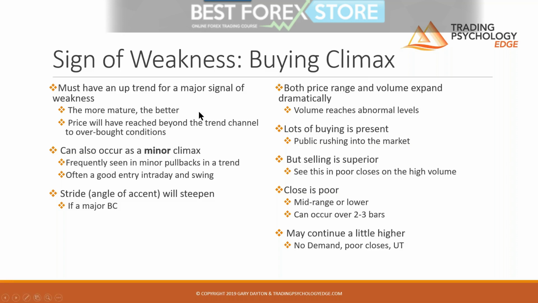Okay, so for a buying climax, we want to have an uptrend for a major signal of weakness. And the more mature that trend is, the better. We want to see the trend go along for a long time, and price typically will reach beyond the trend channel into overbought conditions. That's for a major signal.